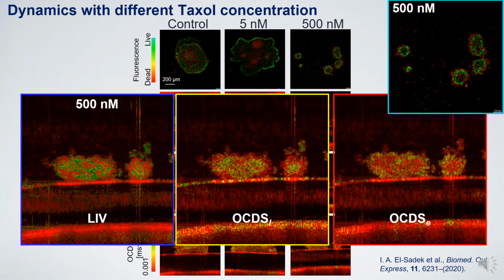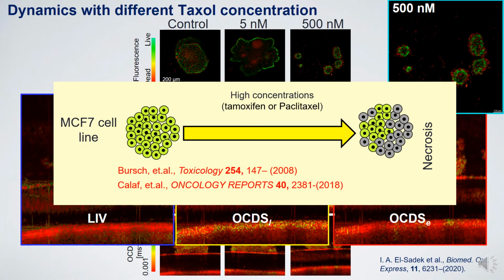In the 500 nanomolar case, we can see that the necrotic signature is clearly pronounced at the outer shell of spheroids, which is consistent with the fluorescence microscopic image. It was also reported that a high concentration of tamoxifen or Taxol can induce cell necrosis of the MCF7 cell lines, which is consistent with our findings.